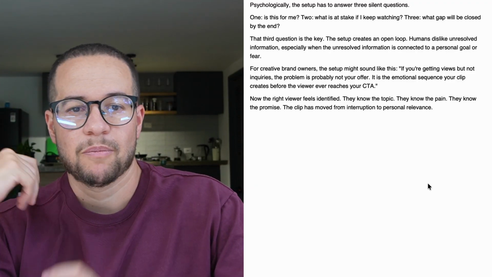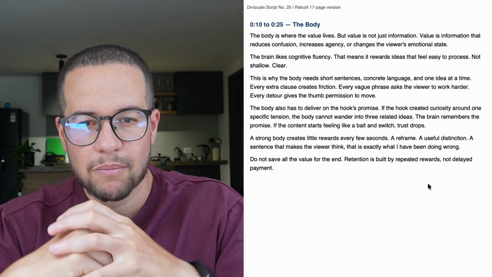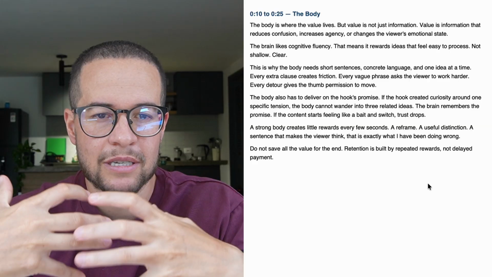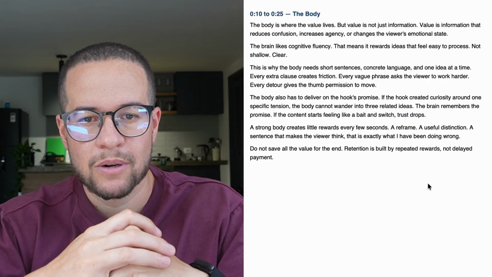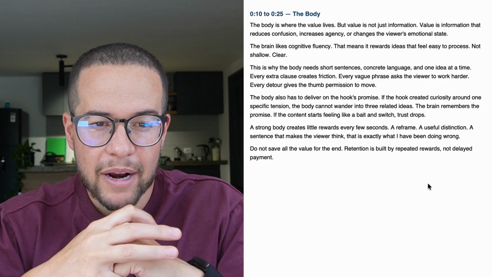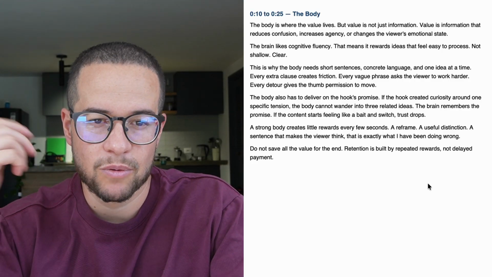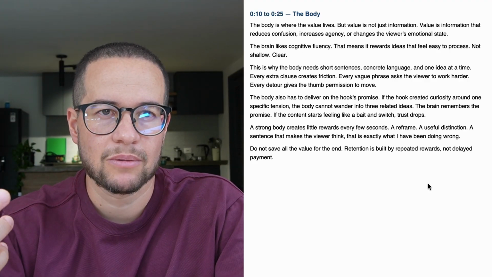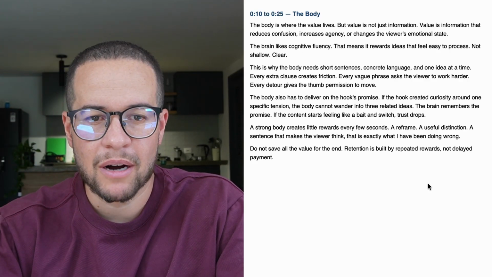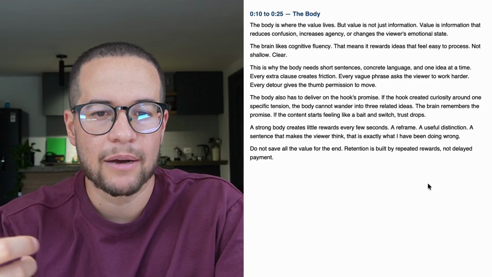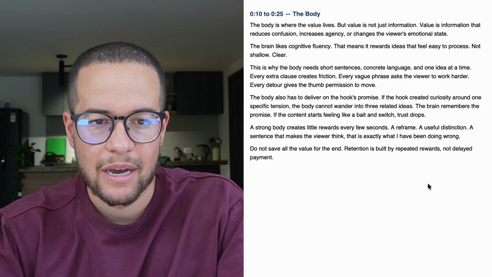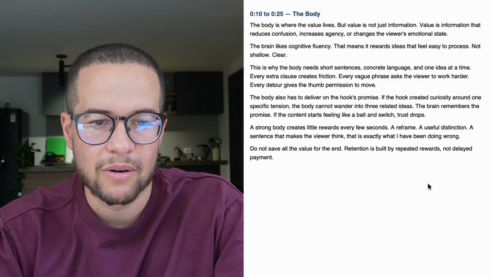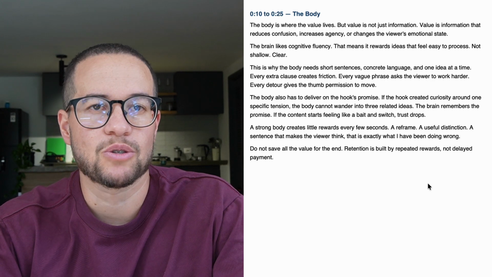The body. The body is where the value lives. But value is not just information. Value is information that reduces confusion, increases agency, and changes the viewer's emotional state. The brain likes cognitive fluency. That means it rewards ideas that feel easy to process, not shallow, clear. This is why the body needs short sentences, concrete language, and one idea at a time. Every extra clause creates friction. Every vague phrase asks the viewer to work harder. Every detour gives the mind permission to move.